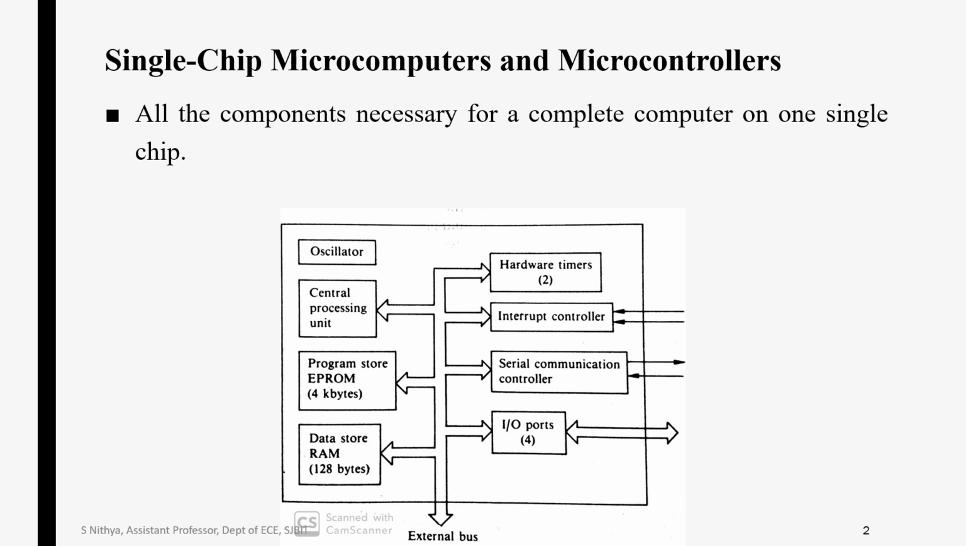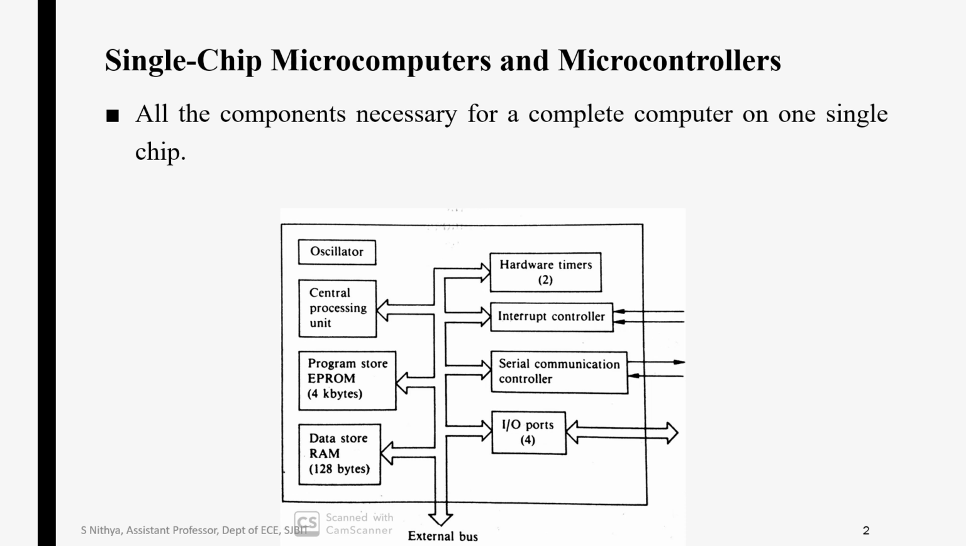Microcomputers are those in which all the necessary components for a complete computer are provided on one single chip, a typical single chip device as shown in the figure. Only a small amount of EEPROM and a small amount of RAM is provided, intended for small simple systems, so that memory can be extended using external memory chips. In this diagram you can see only 4 kilobytes of ROM and 128 bytes of RAM are given.